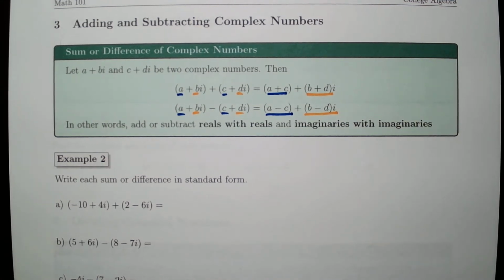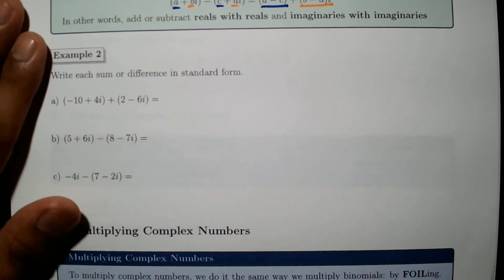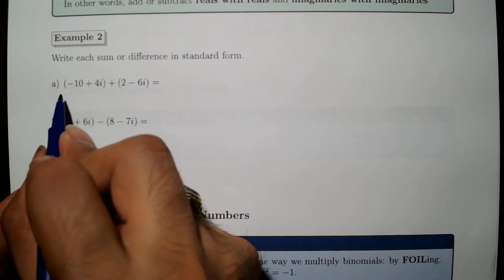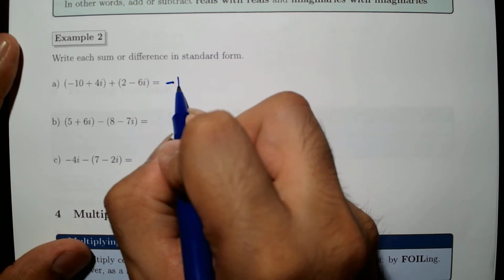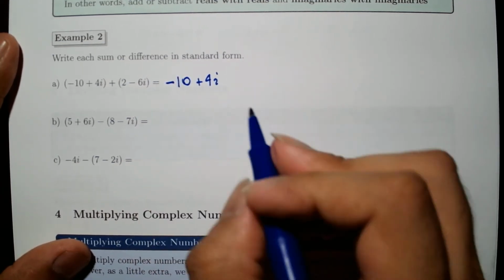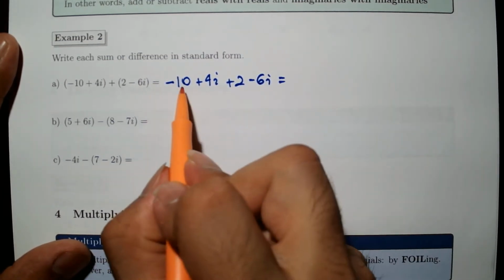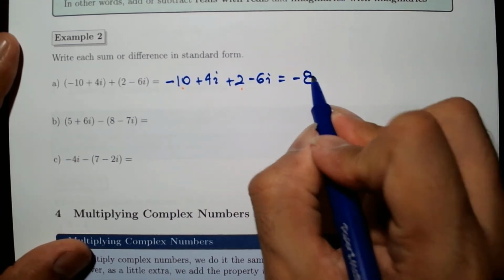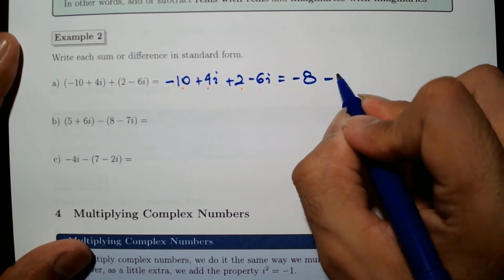Alright, let's do a few examples. These are as easy as adding and subtracting numbers. However, be careful when combining like and unlike terms, and be careful with parentheses. For the first example, notice we have parentheses. All we have to do is just get rid of the parentheses. Negative 10 plus 4i plus 2 minus 6i equals, okay, reals with reals, that is negative 10 plus 2, which is going to give us negative 8, and 4 minus 6, which is negative 2i.